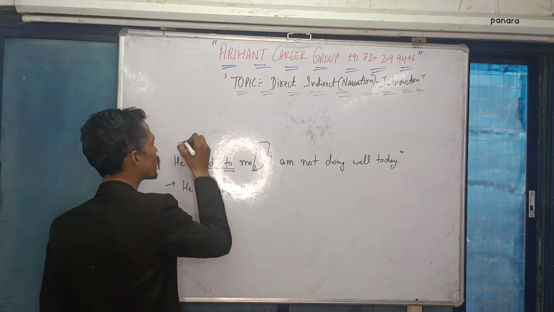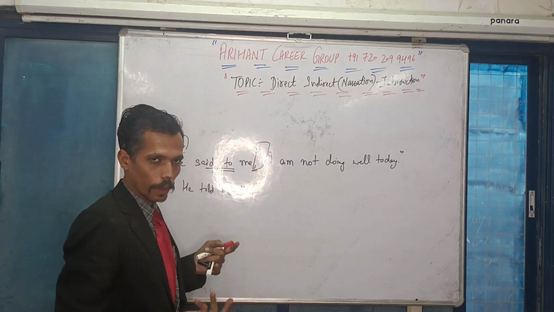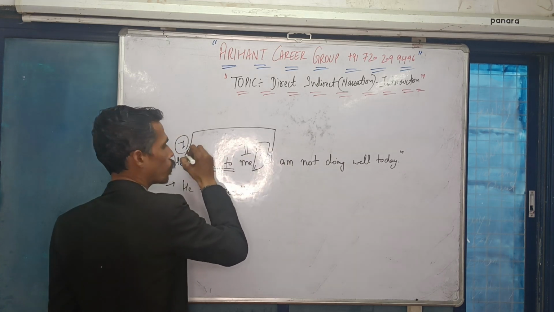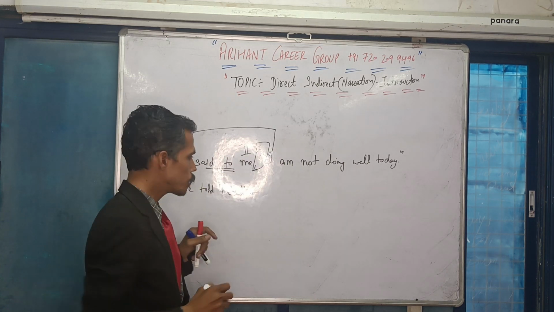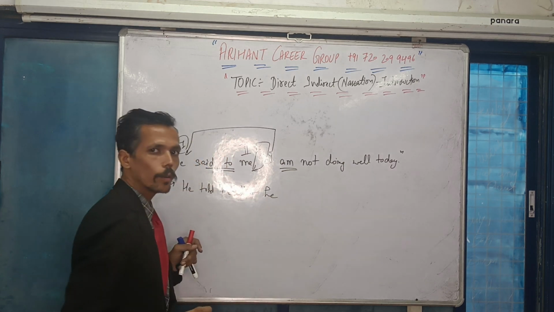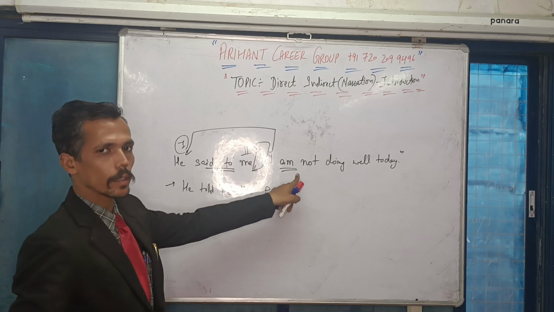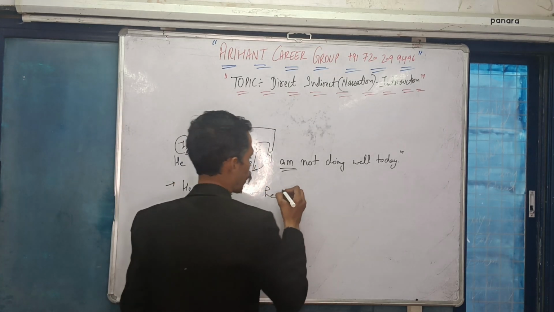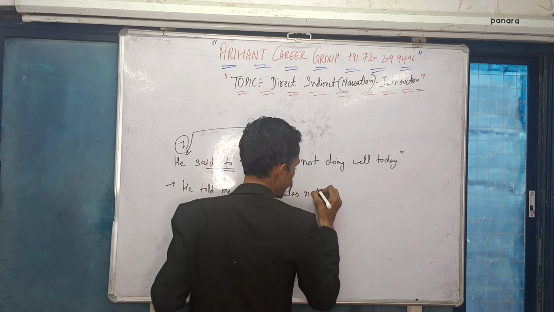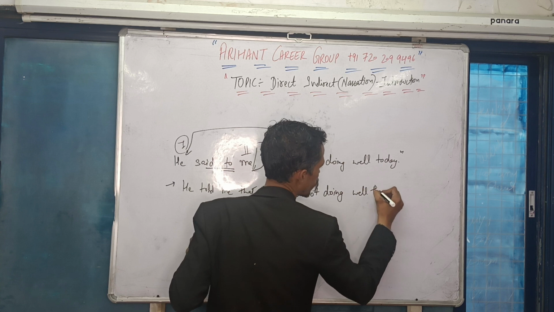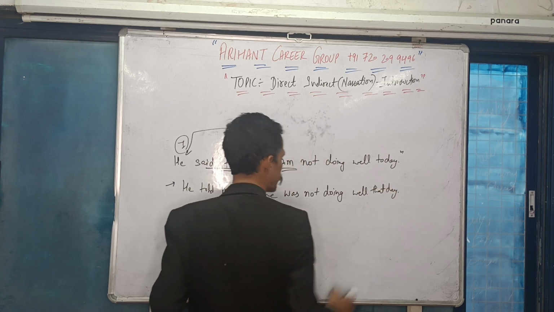So here the first person is he, the person who is saying. The person who is listening is me. So automatically I is to be converted into the first person. So what I will say: he told me that he. Am is to be converted into was. But because this is a negative sentence, I will also be writing was not or were not. He was not doing well today will become that day.